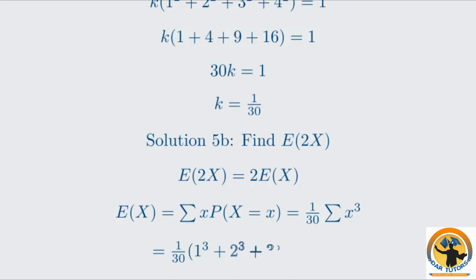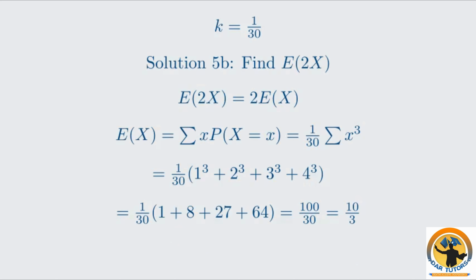E(X) is the sum of x times P(X = x). Using our value for k, this is 1/30 times the sum of x times x squared, which is x cubed, for x from 1 to 4. That's 1/30 times 1 cubed plus 2 cubed plus 3 cubed plus 4 cubed. The sum of the cubes is 1 plus 8 plus 27 plus 64, which is 100. So E(X) is 100/30, or 10/3. Then E(2X) is 2 times 10/3, which is 20/3.